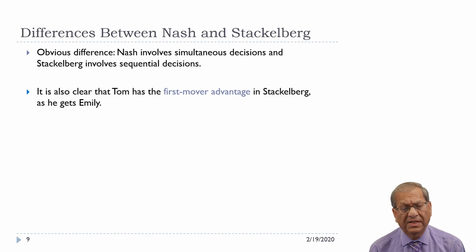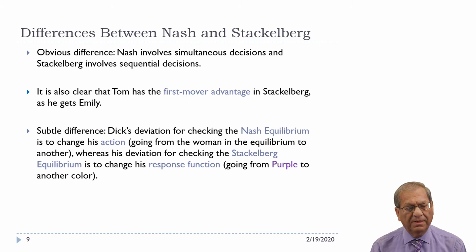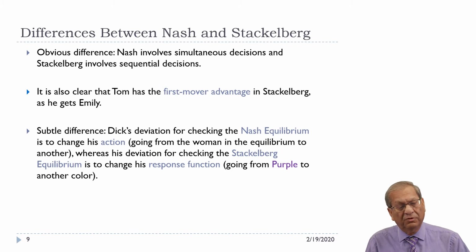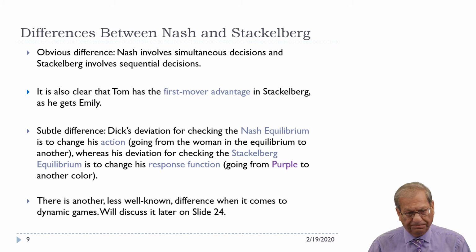The obvious difference is that Nash involves simultaneous decisions and Stackelberg involves sequential decisions. It is also clear that Tom has the first mover advantage because he gets Emily in this equilibrium. There's a subtle difference in how we check a Nash equilibrium versus a Stackelberg equilibrium. Dick's deviation for checking the Nash equilibrium is to change his action, going from one woman to another. Whereas his deviation for checking the Stackelberg equilibrium is to change his response function, going from purple to another color.